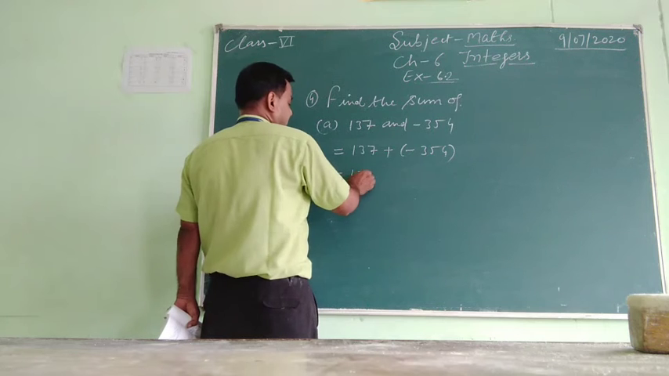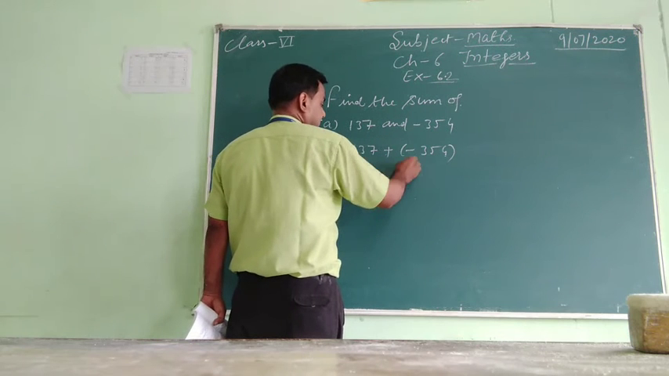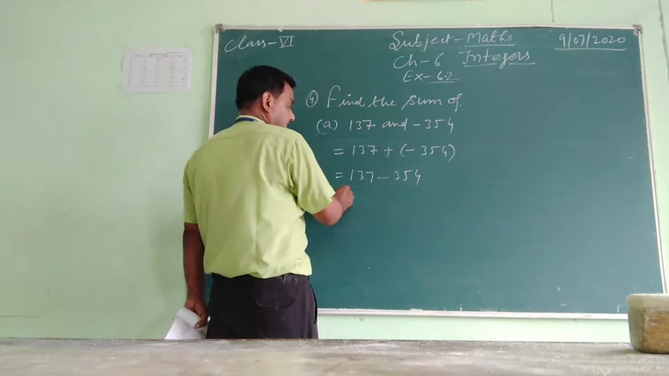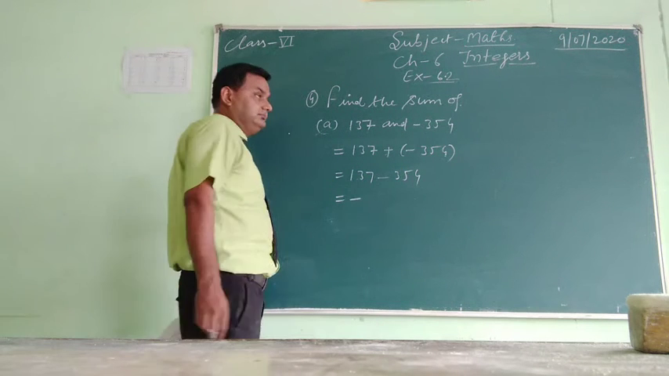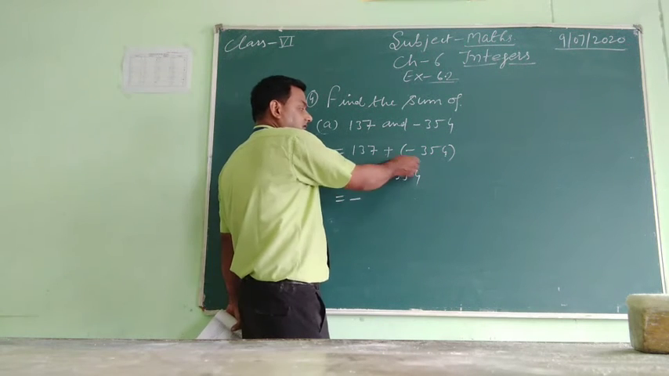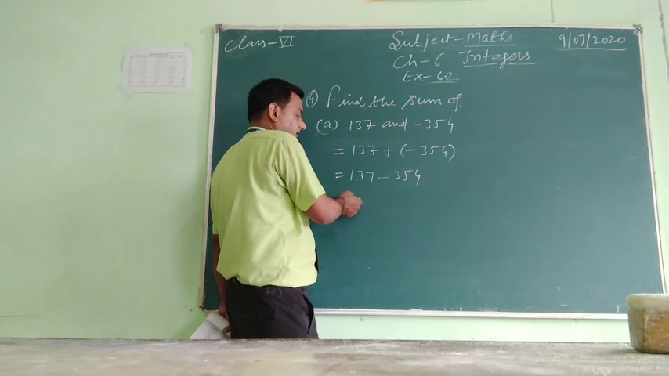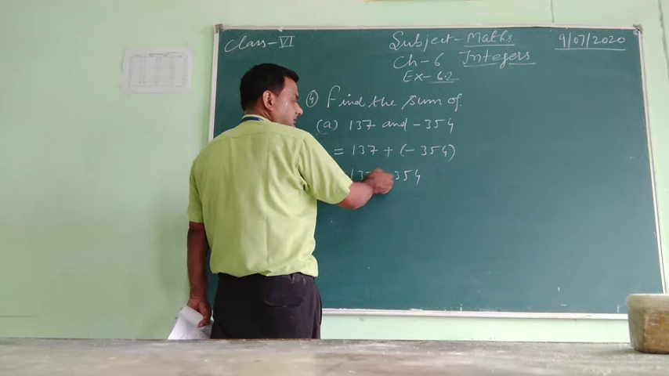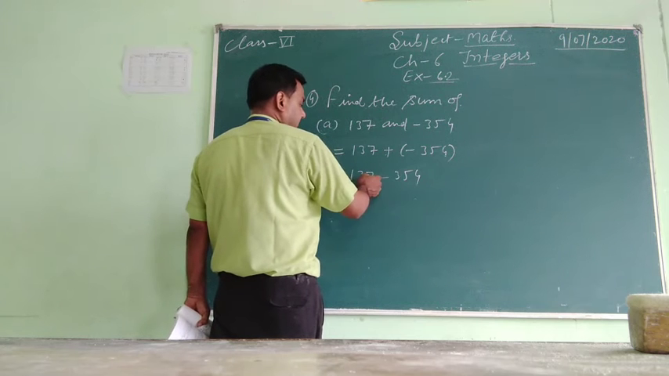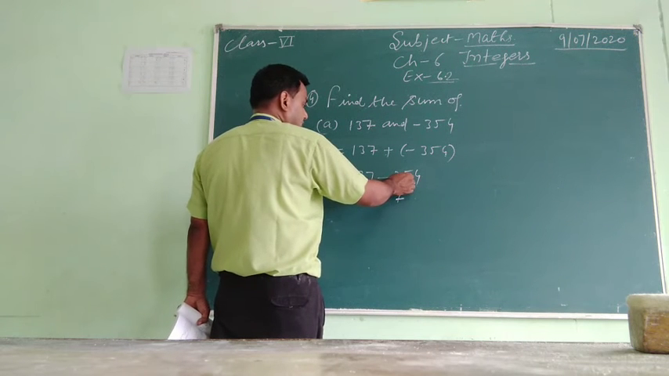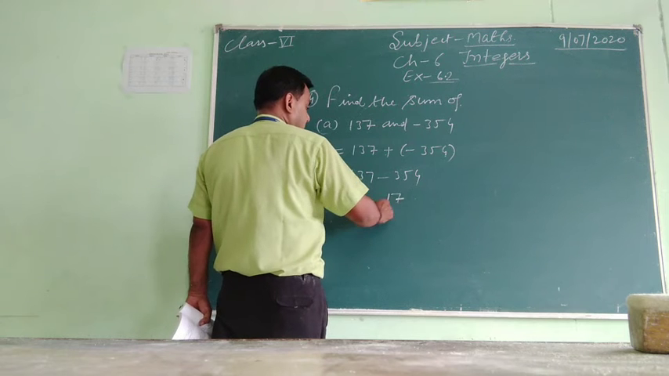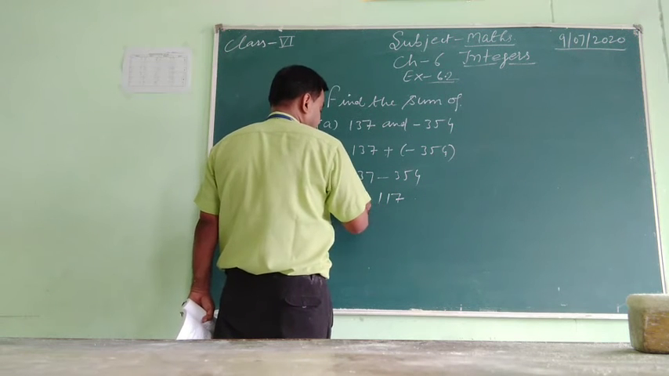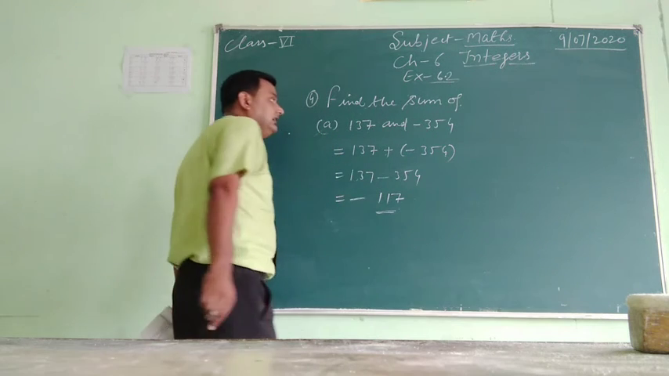Now 137 plus minus 354. Plus minus, minus sign will be negative. The negative value is greater than the positive value, so the negative sign will come and subtract 137 from 354. 4 minus 7, borrow, 7; 4 minus 3, 1; and 2 minus 1, 1. So -217. This is the answer.